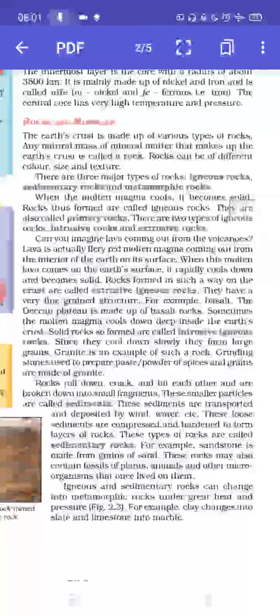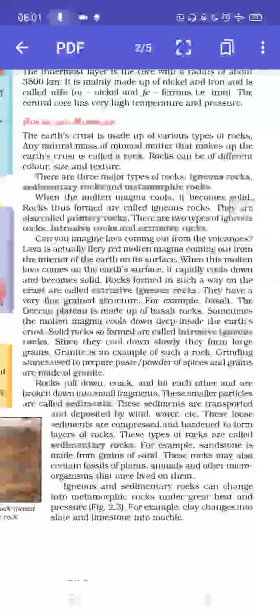Rocks roll down, crack and hit each other and are broken down into smaller fragments. These smaller particles are called sediments. These sediments are transported and deposited by wind and water, etc. These loose sediments are compressed and hardened to form layers of rock. So this is what happens. They fall down, they break into pieces, then they deposit at a certain place, and things keep on depositing on that, and these types of rocks are called sedimentary rocks because those sediments are compressed and hardened.